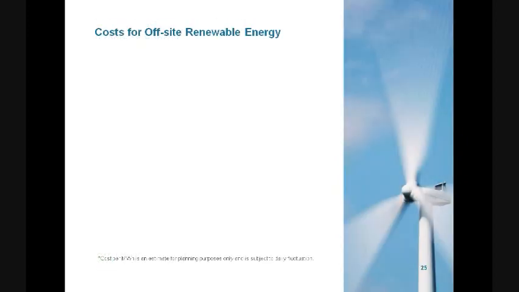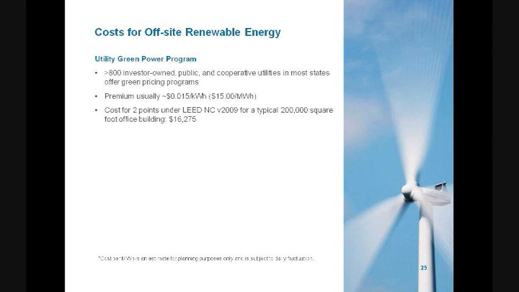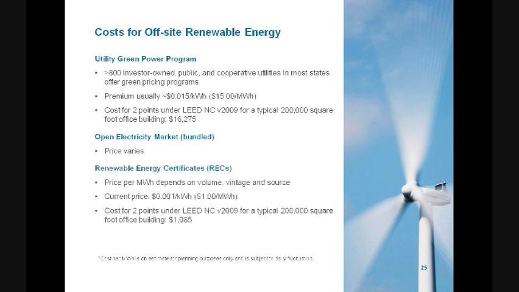Okay, so let's go over some cost examples. So with a utility program, typically, let's look at a quick example. For a typical 200,000 square foot office building, new construction 2009, at about $15 a megawatt hour, we're talking about an increase of about $16,000. Keep in mind these are really rough numbers. In the open electricity market, we don't even want to try to guess because it varies so much, and we're really just not in a position to make guesses.